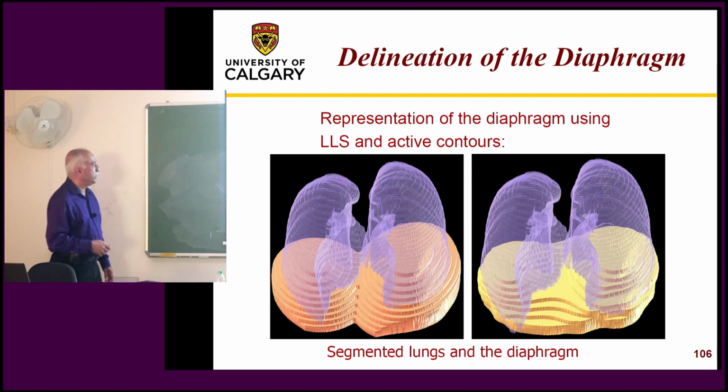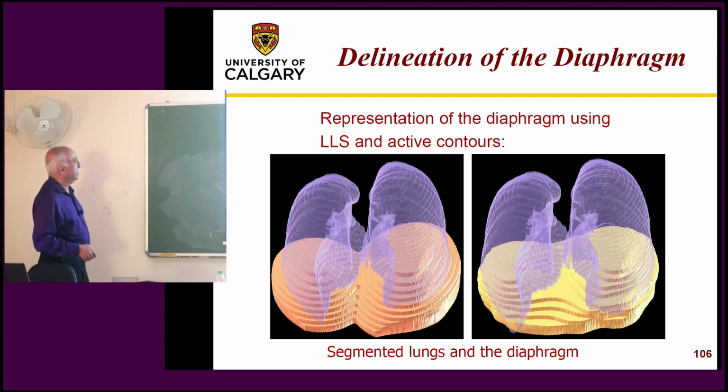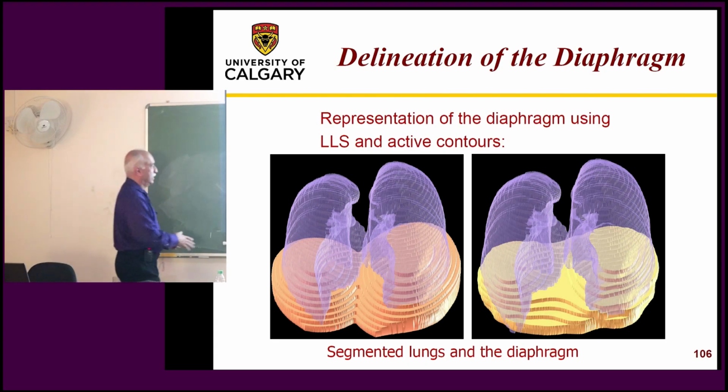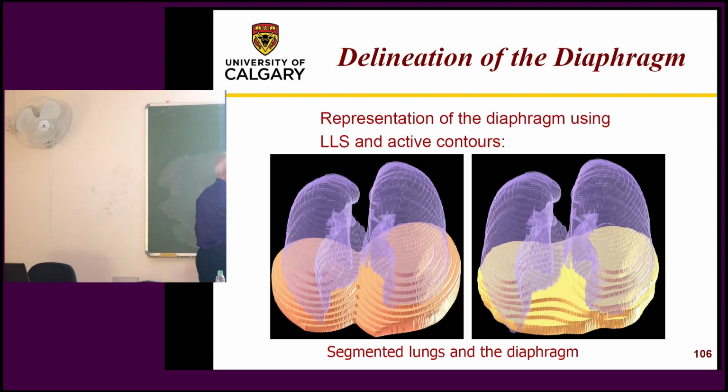So in 3D, this is using linear least squares and then the active contours. Those are the lungs in 3D. And these are 2 domes. From underneath it will be concave. If you rotate it this way, it will be concave. You're seeing the upper surface, which is convex.